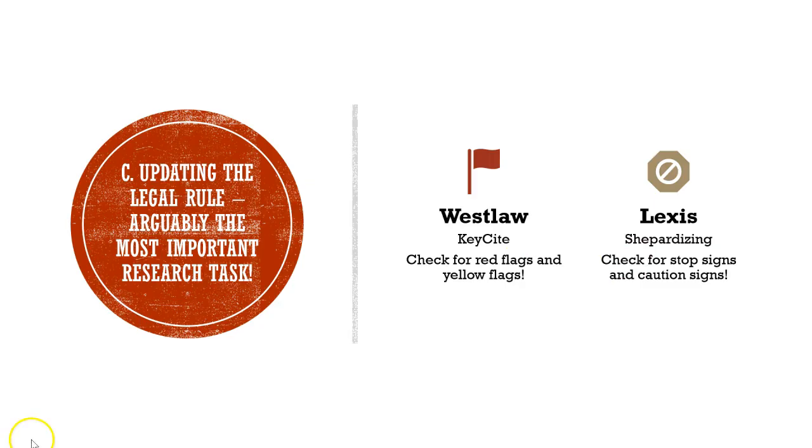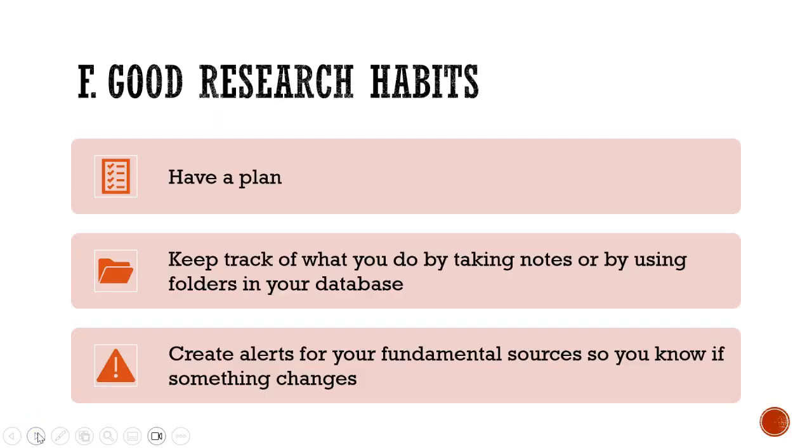I finished up the key citing. Now let's go to good research habits, which means you have a plan. You've made a plan in advance. You keep track of what you do by taking your notes. Use folders in your database. Maybe you will use an Excel spreadsheet. I will be teaching some habits for this as we navigate the class. And you can also create alerts for your fundamental sources so you know if something changes. So if you have a statute, for example, or a case, you can set up an alert in Westlaw that asks Westlaw to send you a push alert or an email if something changes in that law that you need to know.